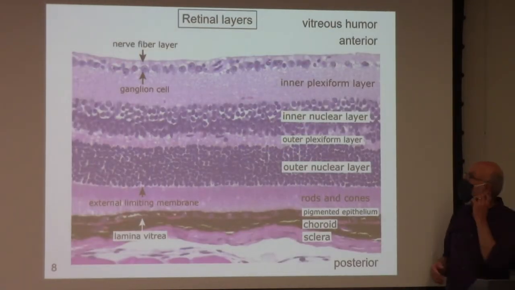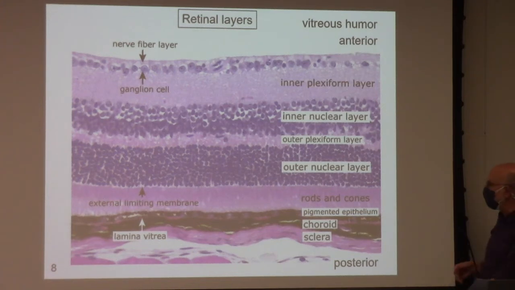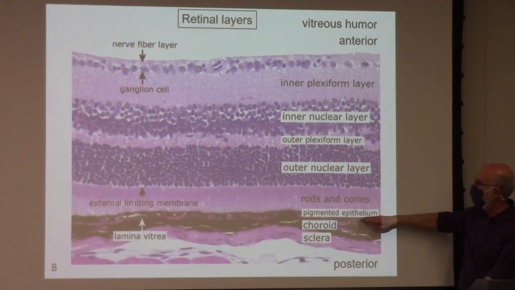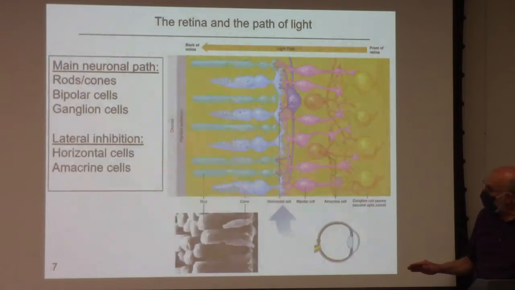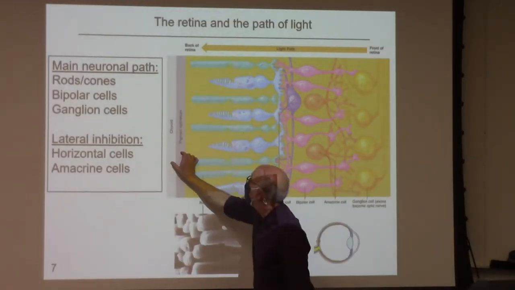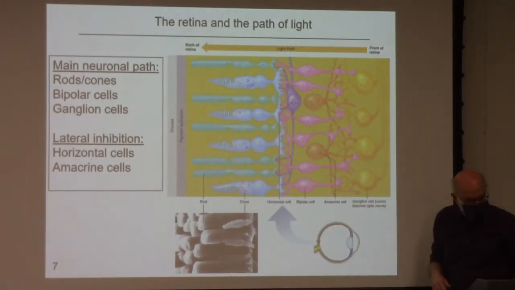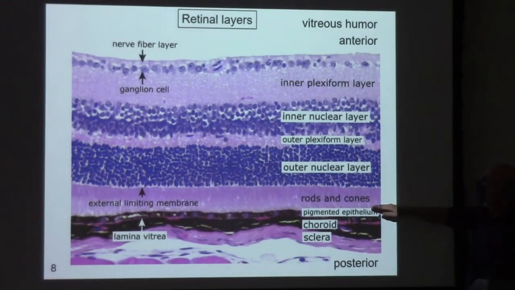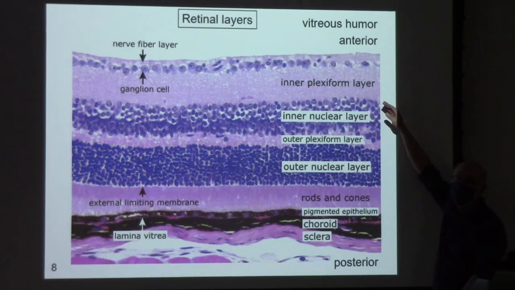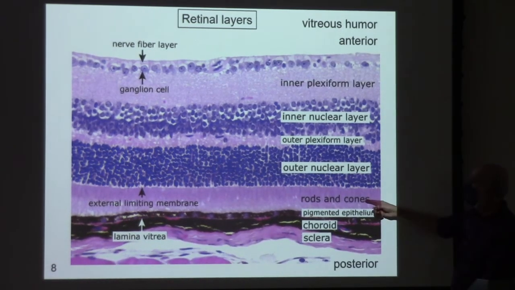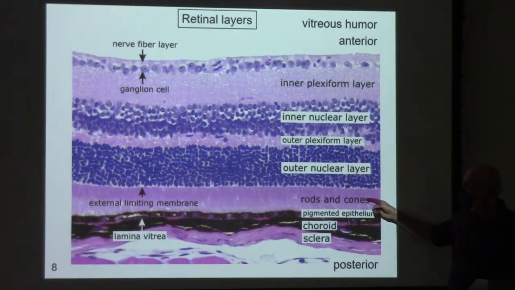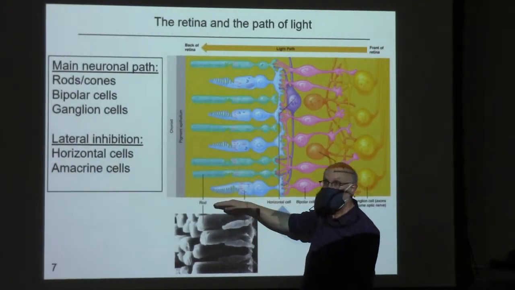Here's an electron micrograph that shows that cartoon is not making it up. So here's the sclera, here's the choroid, here's the pigment epithelium. Actually, it shows that this cartoon is pretty close. The thickness of the choroid and the pigment epithelium relative to the retina. Here's the pigment epithelium, and the rest of this is the retina. So it's not so far off. Here are the rods and cones. So this is this layer here.